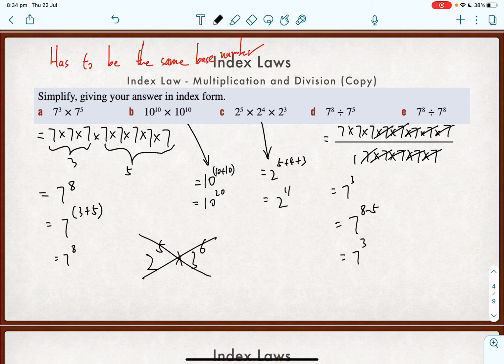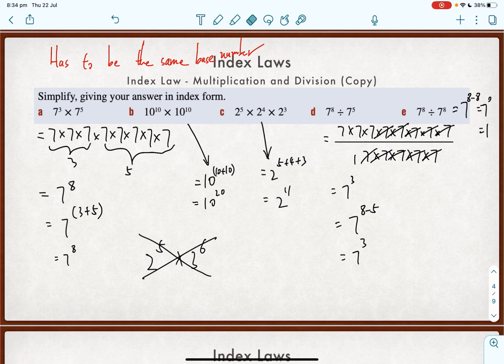So what will be the last one? So 7 to the power of 8 minus 8 happens to be 7 to the power of 0, which is 1, okay? One of the reasons is this also tells you why any number to the power of 0 is 1. But look at this. If 7 to the power of 8 is one number, you divide by the same number, so it equals 1, isn't it? So that's where that rule comes from.